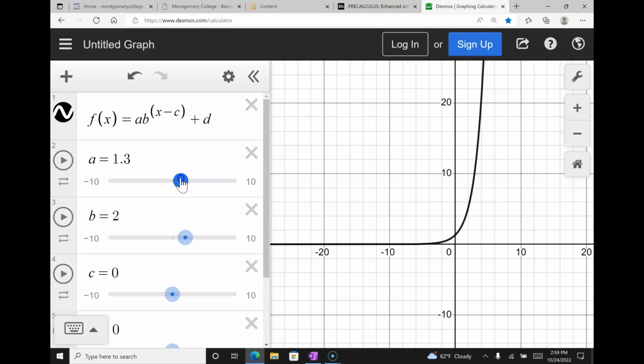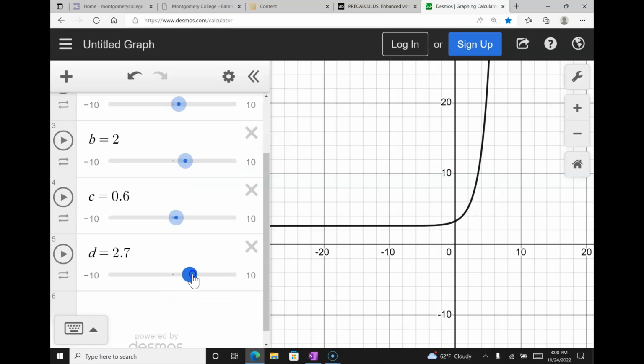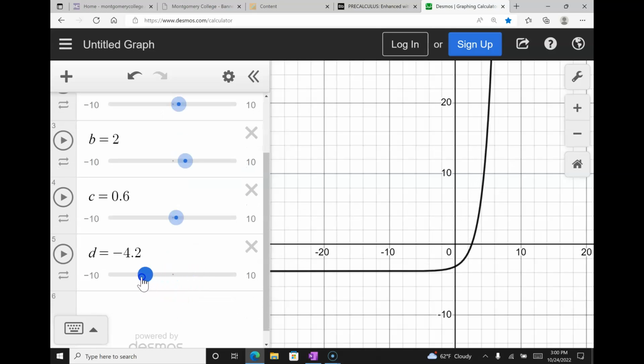Oh yeah, I want A to be 1. Watch what happens when I move C to the right. It's X minus something, so it's moving to the right. I should have put it as plus C, but remember we said X's move inversely? And then if I move the D, the whole thing moves up, or down.